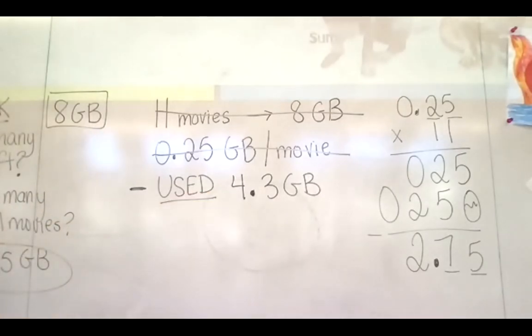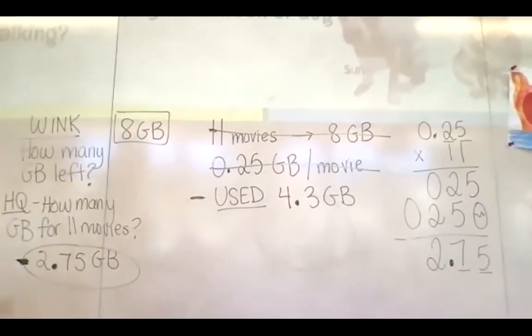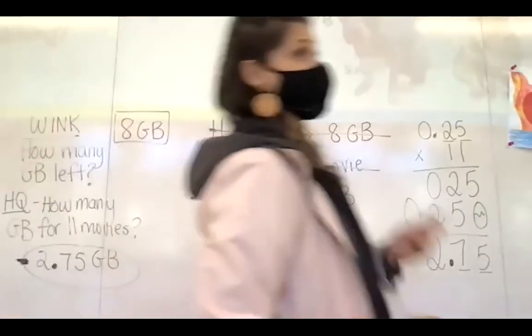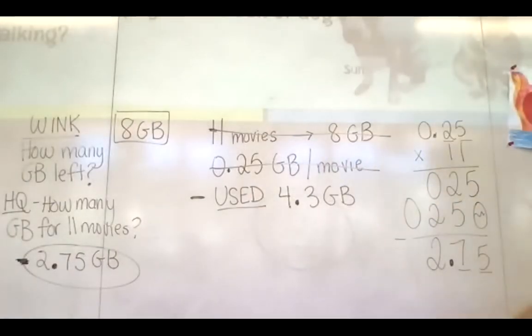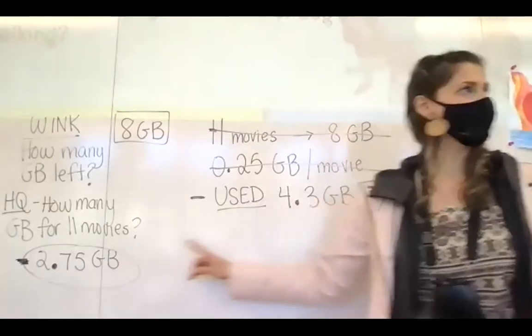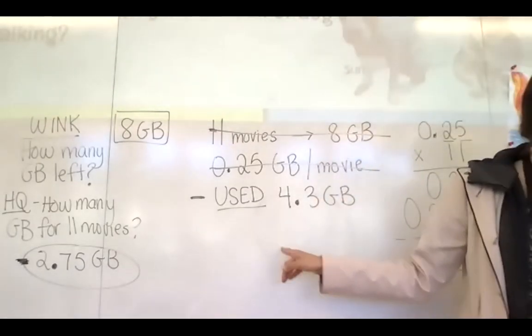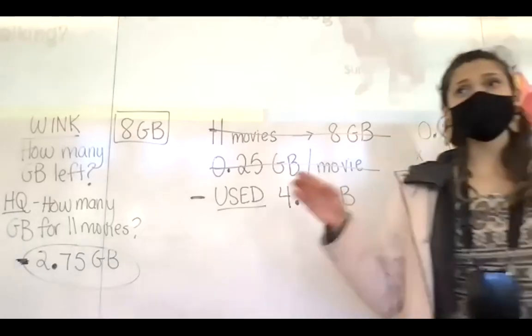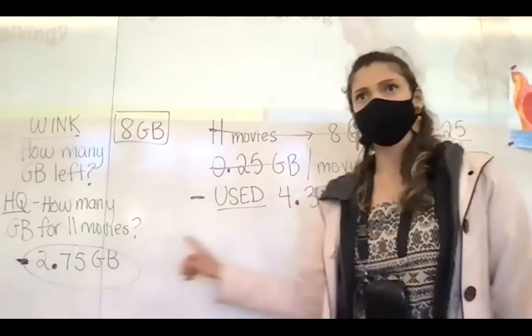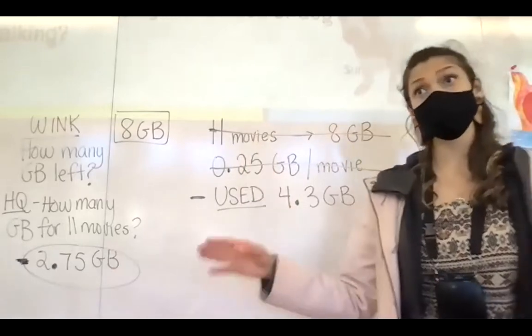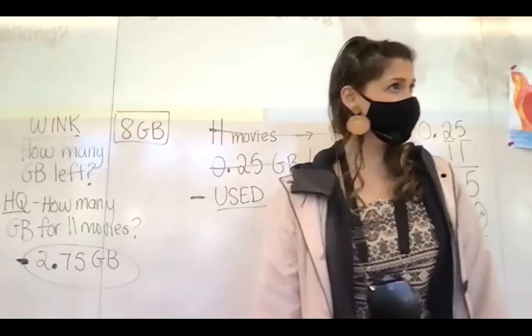But we're also taking away what else? The 11 movies. So we're also going to have to subtract the 2 75/100 gigabytes. Julian had a really good idea though. If you're going to have to subtract both of these amounts from the memory card, Julian suggested why not add these amounts first and subtract the total altogether. Does everybody see why that would work?